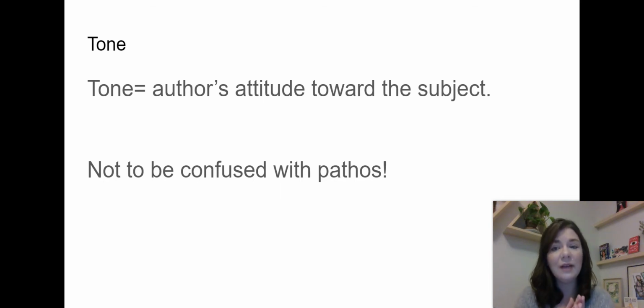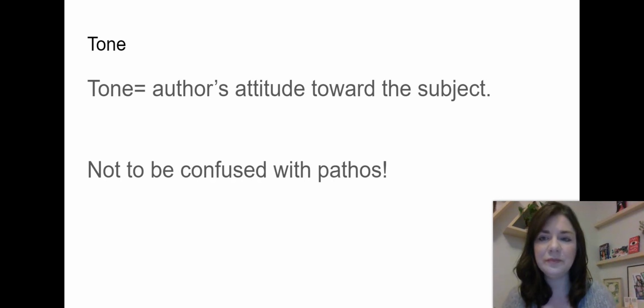Okay. The other thing I want to mention as far as SOAPSTone goes, we identify the subject in the SOAPSTone to try to help us identify the tone. Because sometimes an author's attitude shifts throughout the speech, and they might be talking about a couple different things throughout the speech, and they might have different attitudes towards different things in their speech. But the overall tone of the passage is really going to be connected to the subject of the passage. So identifying that helps us.